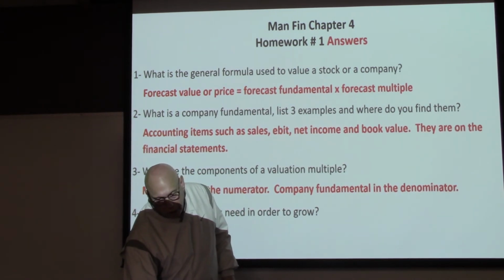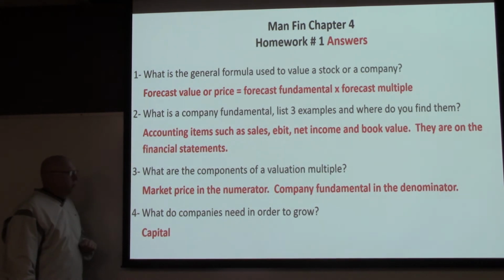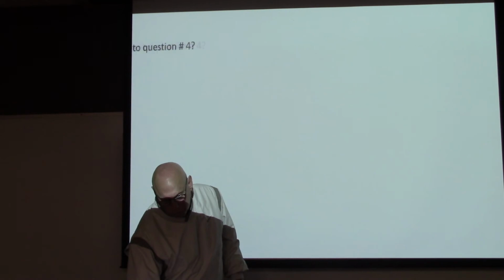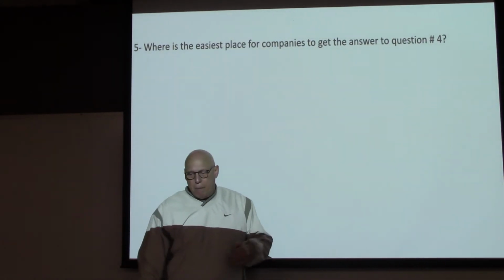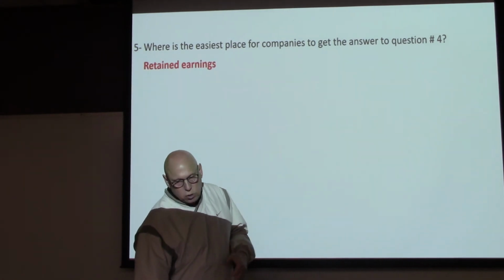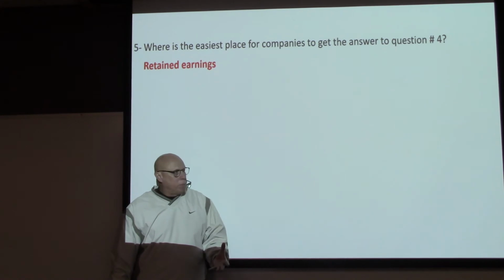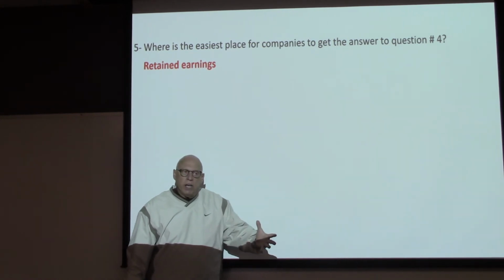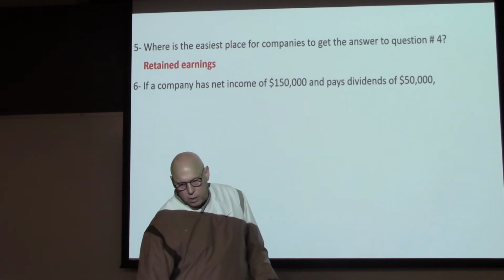What do companies need in order to grow? And the answer is capital. Where is the easiest place for companies to get capital? And the answer is retained earnings. Hopefully a company will generate a profit and will generate positive cash flow that is available to be reinvested in the company to help the company grow.